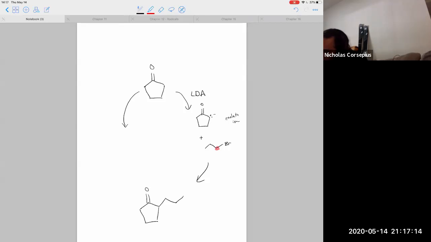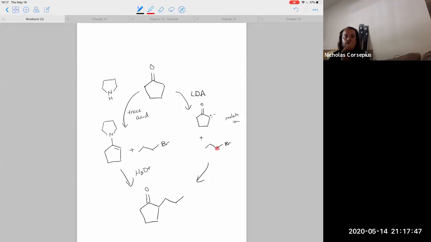So the other way to do this would be to first create your enamine intermediate, and then react this with an alkyl halide. Both of those will get you to the same path there. Oh, you then have to follow it up with some acid to chop off the nitrogen. All right, so we had two different paths to alkylate. One of them is using LDA, one of them is using the enamine. This is the more conceptually friendly one. This is the more practical one in the lab. So that's what we have to learn too.